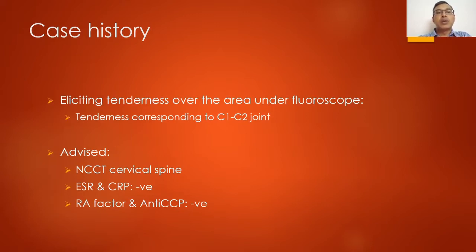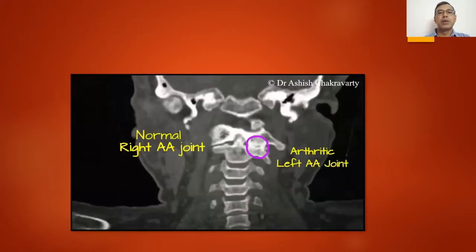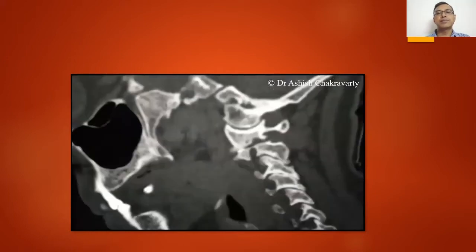So we looked for the rheumatological factors like ESR and CRP, and also the RA factor and the anti-CCP, which all were negative. Subsequently, NCCT of the cervical spine was asked for, which revealed a normal right atlantoaxial joint and an arthritic left atlantoaxial joint. And you could see very well that there was evidence of erosive arthritis.